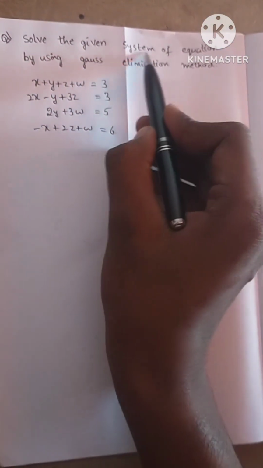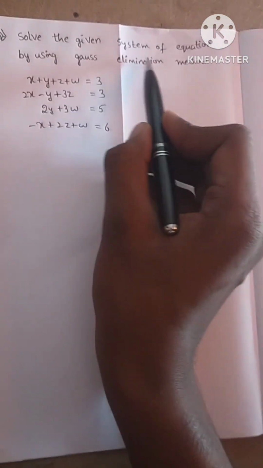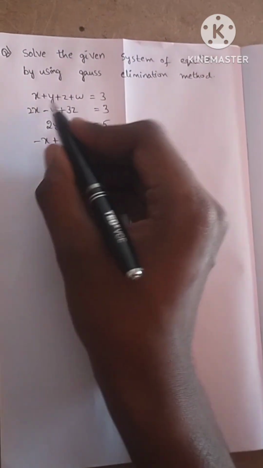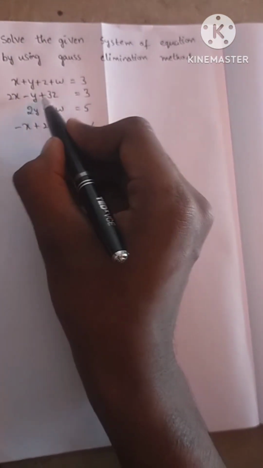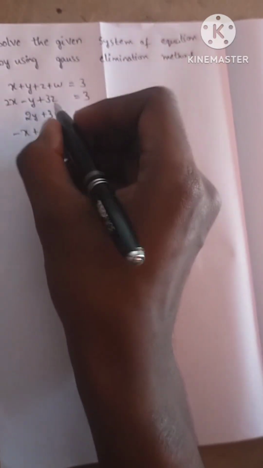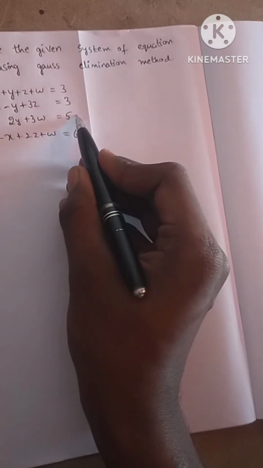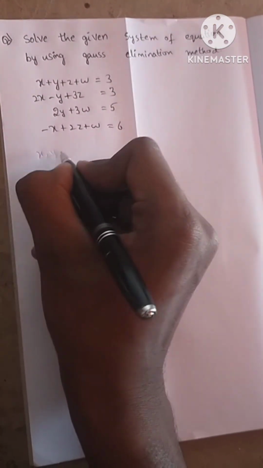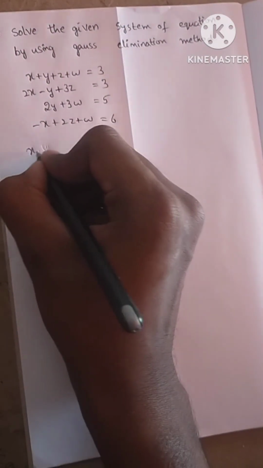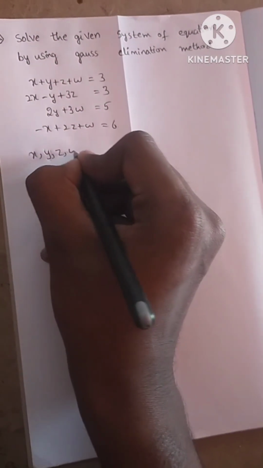Solve the given system of equations by using Gauss elimination method. So x plus y plus z plus w is equal to 3, 2x minus y plus 3z plus 0w is equal to 3, 2y plus 3w is equal to 5, minus x plus 2z plus w is equal to 6. Now we have to find the values of x, y, then z and then w.